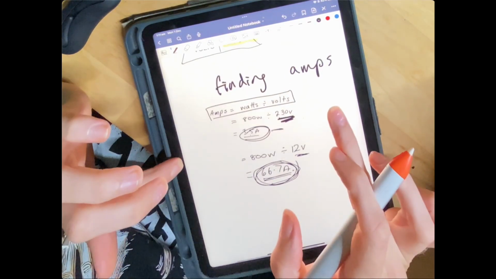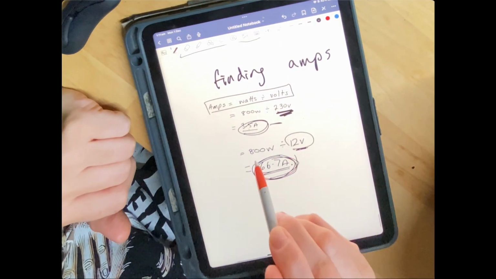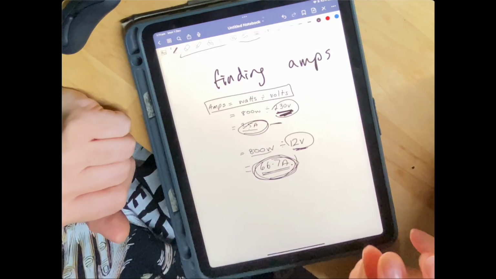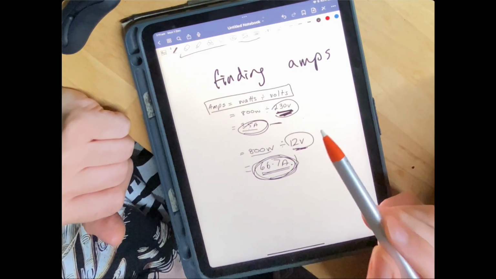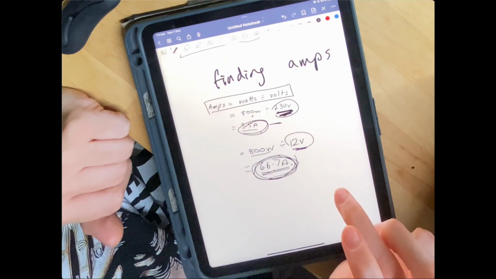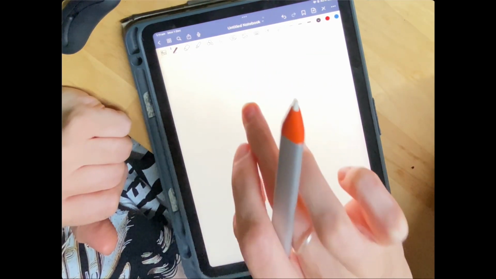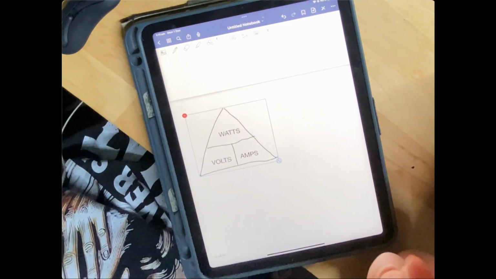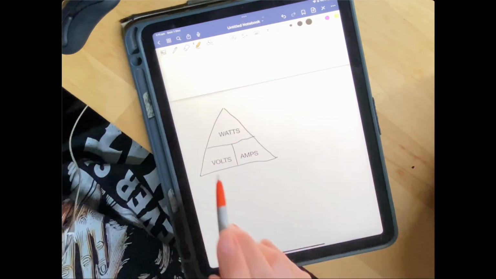But for now, you just need to know. You pop in the values, the wattage and the voltage. And if the voltage changes, guess what? Even though the wattage is the same, the current changes, or the amps. Now we need to show an example of figuring out volts.